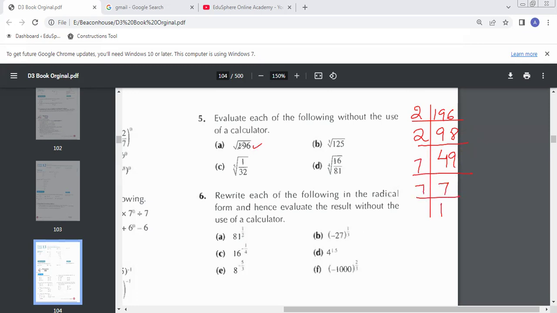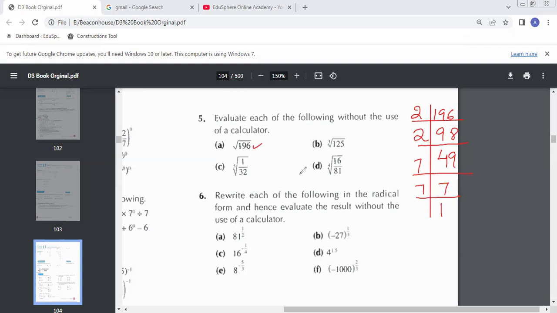So the first step, whenever you see any radical sign, always take the prime factorization. If you are unaware of how to do the prime factorization, move back to my video. I'm going to share the video card on top of my screen, where you can click on it and understand the prime factorization in detail, and then come back to this video and solve these indices questions.